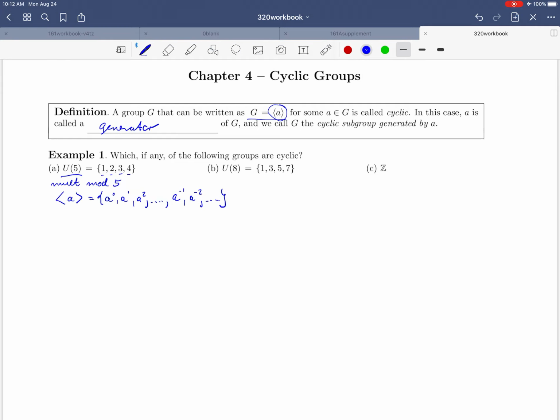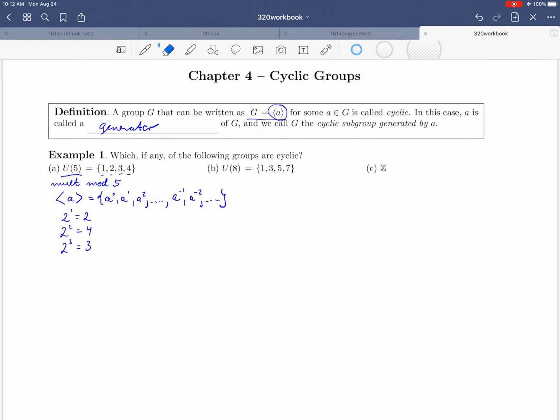But let's look at 2. What happens when we take 2 to powers? Well, 2 to the 1 is just 2. 2 squared is 4, which mod 5 is still 4. 2 cubed is 8, which mod 5 is 3. So 2 cubed is 3. I didn't really want to look at 2 to the 0 yet, so let me get that out of the way.